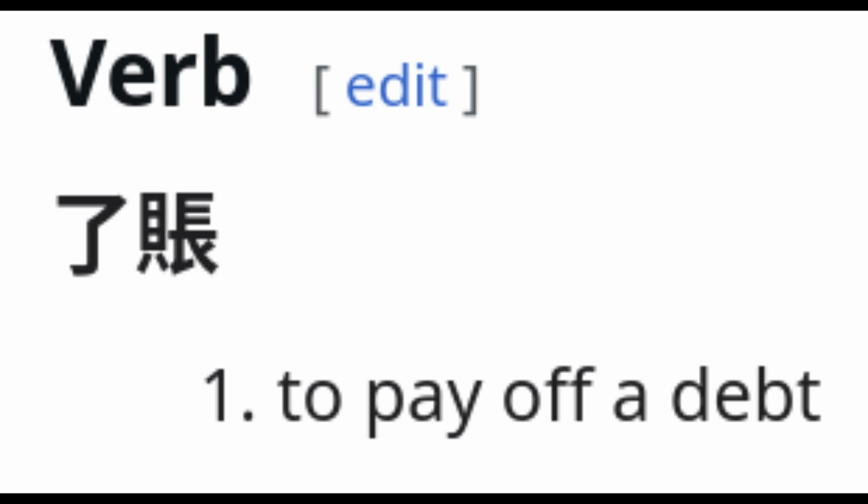On a more happy note, you've got words like liao zhang, which means to pay off a debt, something that I think all of us kind of need to do eventually. You can say 领薪时记得来了账, or when you get your salary, remember to come pay off your debt. Anyway, I could go on and on and on with tons of these examples. The thing is that liao always has a sense of finishing or completing whenever it shows up.